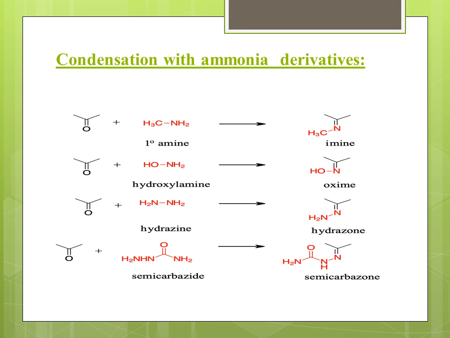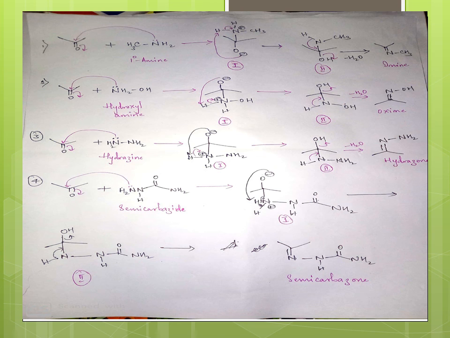Moving on to condensation with ammonia derivatives. Here you are taking in general the carbonyl compounds, either an aldehyde or a ketone, and the derivatives of ammonia. It can be a primary amine, secondary amine, tertiary amine, hydroxylamine, hydrazine or semicarbazide. Particularly, first we are taking the primary amine. If we treat the primary amine with the carbonyl compound, there is an imine formation. If you take hydroxylamine and treat it with the carbonyl compound, there is an oxime formation.